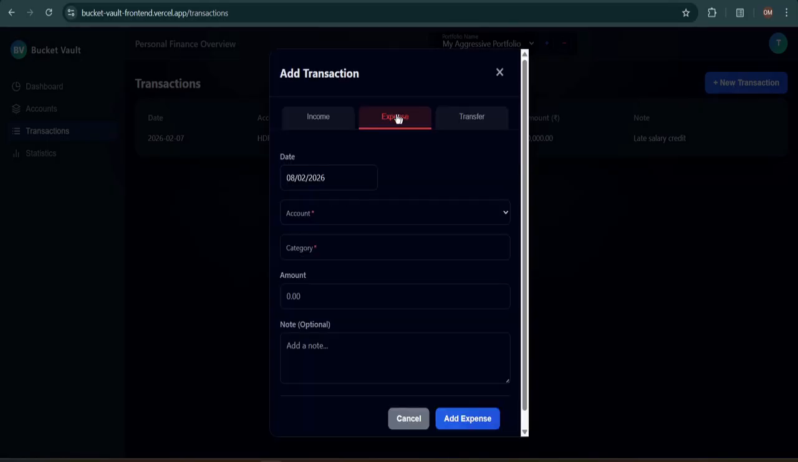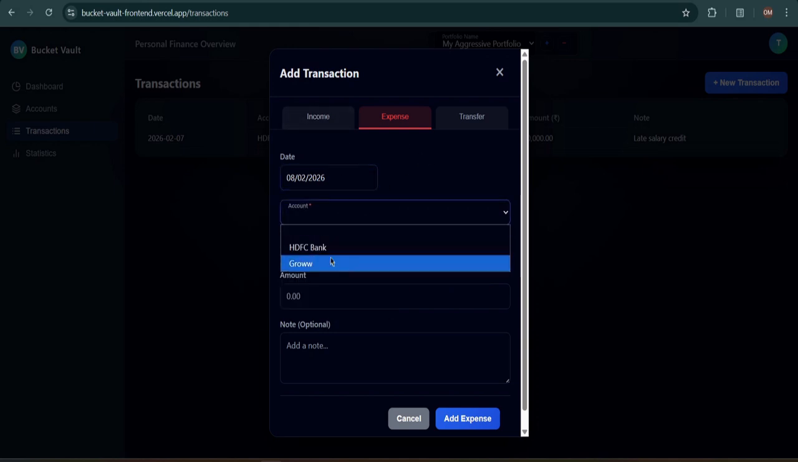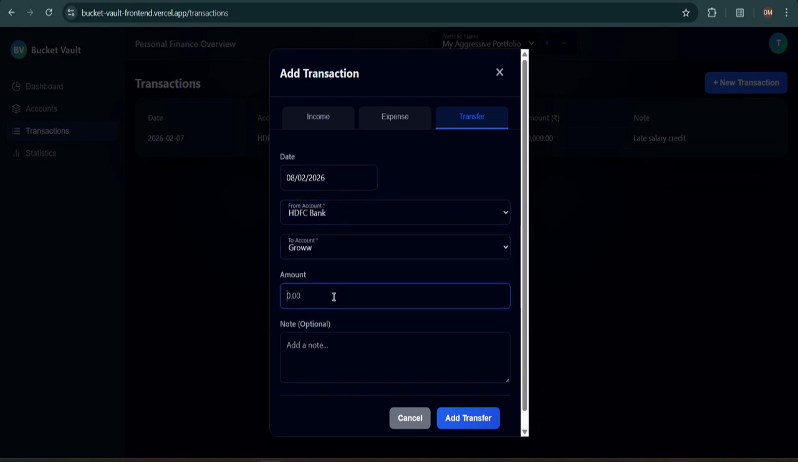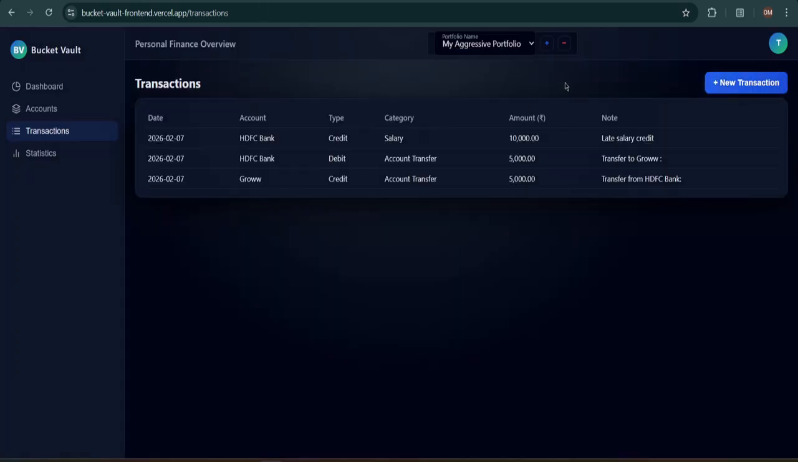Now let's add an expense transaction. Our money wouldn't go directly to our Groww account as an expense, but we have seen that we usually transfer our funds to our demat account and then do trading. So I also have an option of transfer from my HDFC bank to my Groww account. I'll transfer 5,000. Yeah, I know that's a big amount, but we are doing an aggressive portfolio here. We can see the transfer transaction has triggered two transactions. One is the debit from HDFC bank and second is the credit to the Groww account.